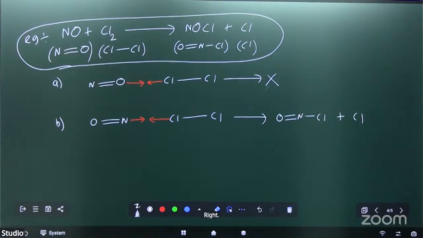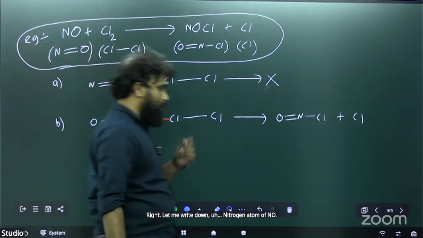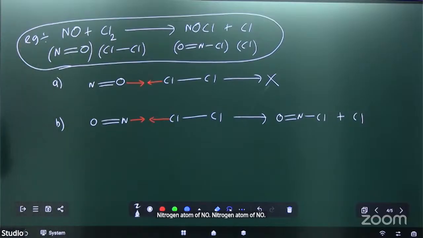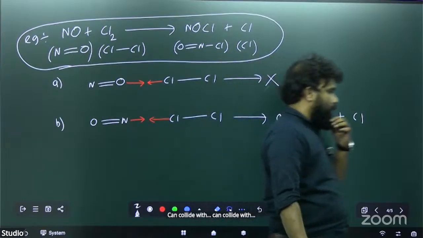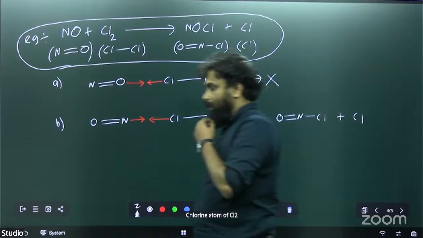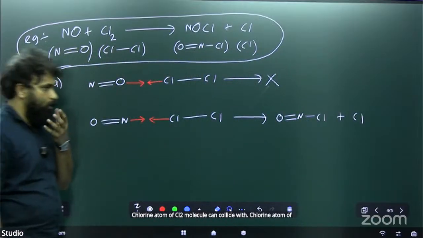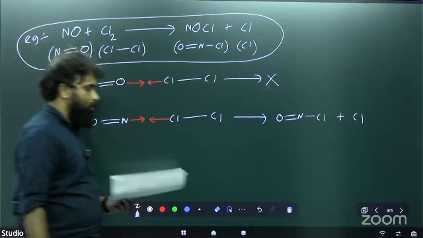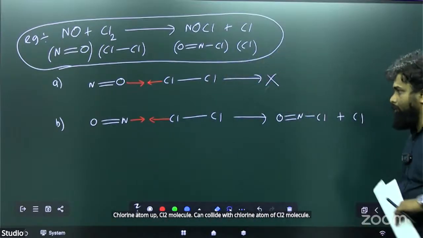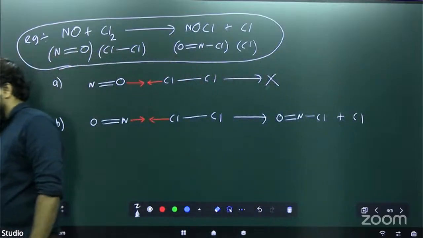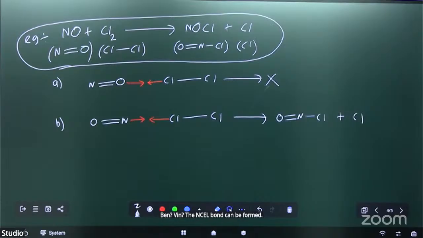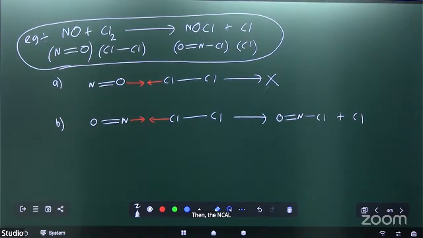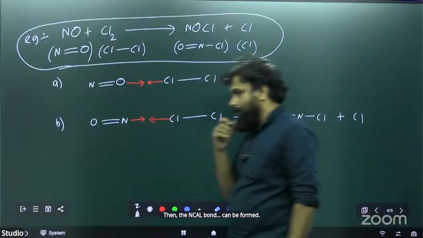Right. Then write down: the nitrogen atom of NO can collide with the chlorine atom of the Cl2 molecule. Then the NCl bond can be formed.